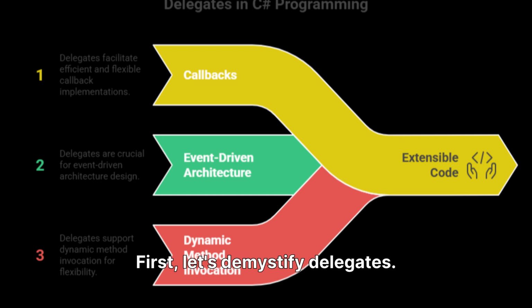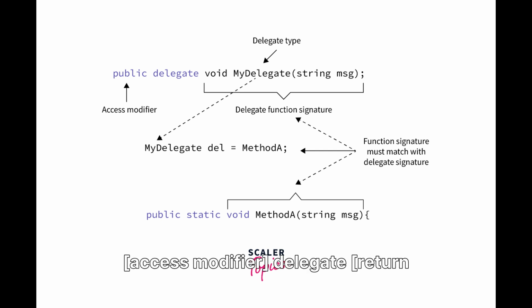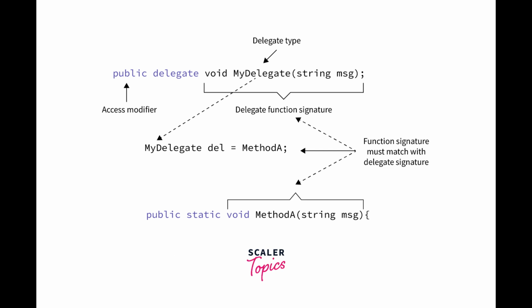First, let's demystify delegates. A delegate is essentially a type-safe reference to a method, acting much like a function pointer, but within an object-oriented framework. This means it can hold a reference to one or more methods, allowing you to invoke them indirectly. The syntax for declaring a delegate in C# follows a specific pattern: access modifier, delegate, return type, delegate name. This structure defines the signature of the methods that the delegate can reference, ensuring type safety and consistency.